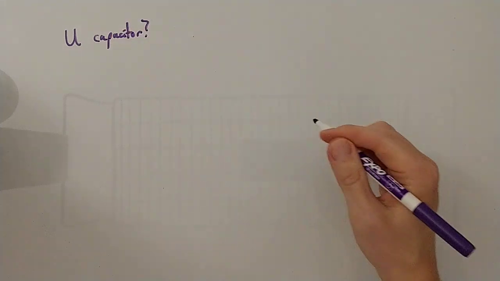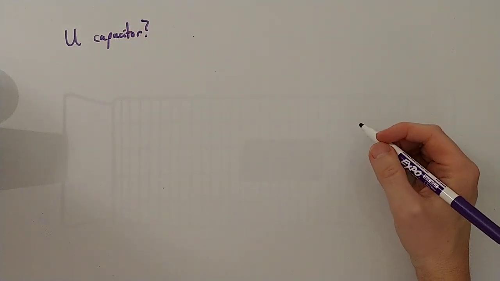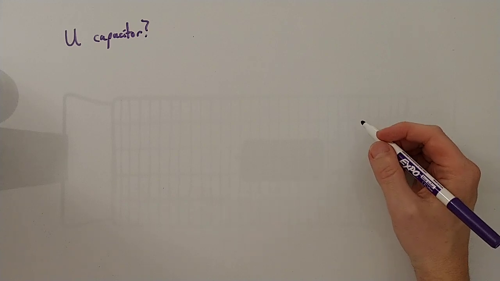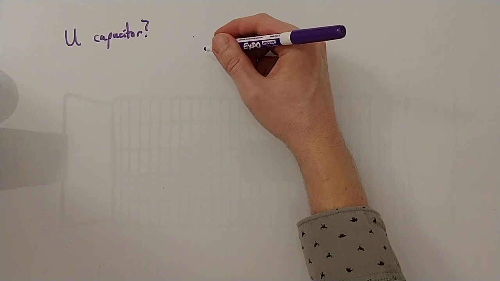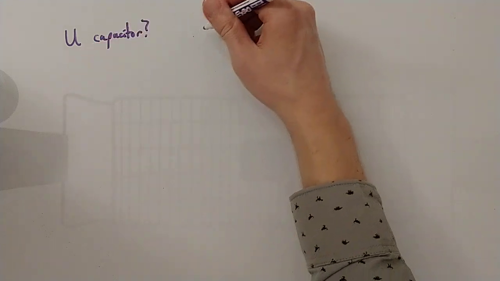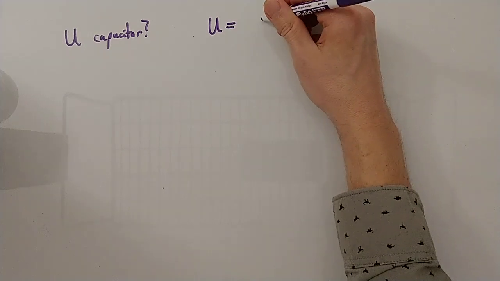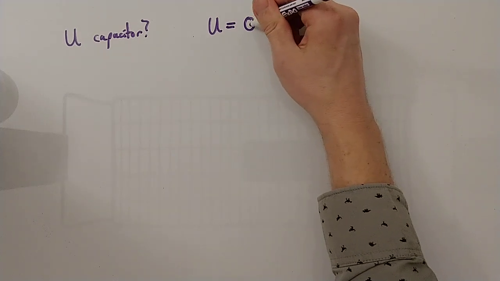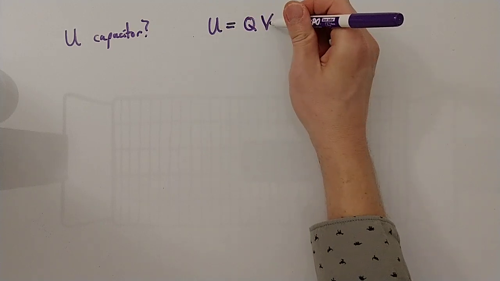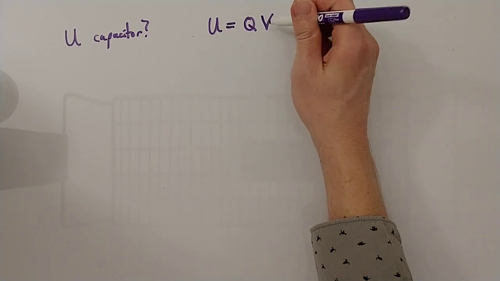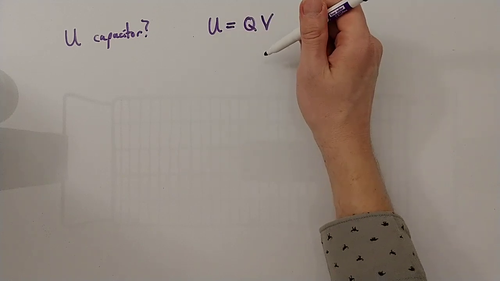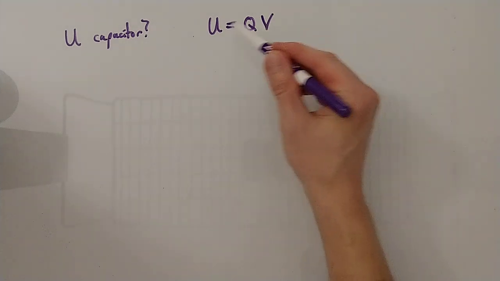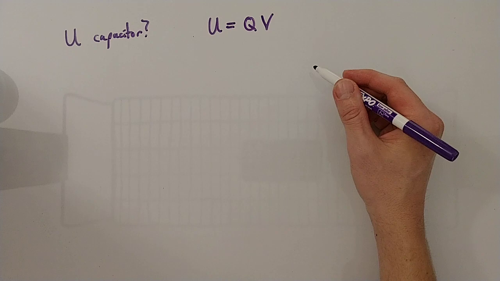There are formal ways to derive this, but I just want to make an argument based on units to try to explain what the potential energy is. We already know that potential energy, U, is connected to electric potential by an amount of charge. Potential energy is electric potential multiplied by charge, or the way we defined electric potential, right, was potential energy divided by an amount of charge.